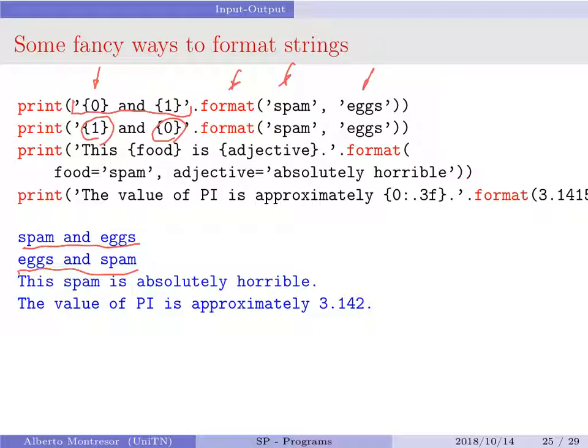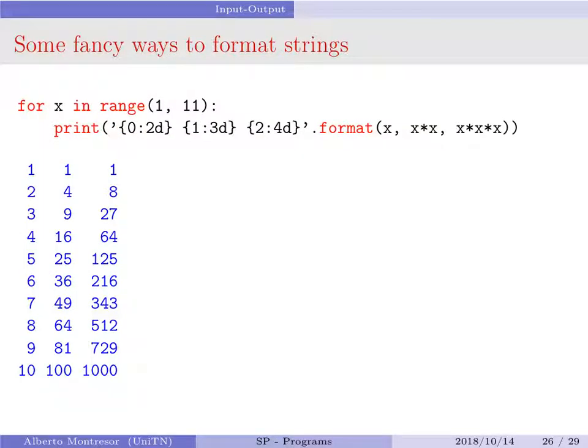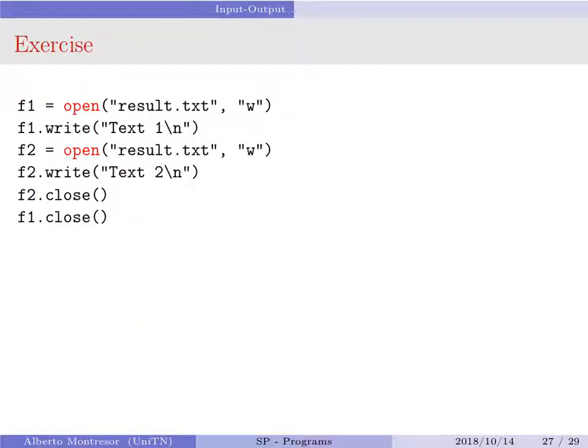And there are a lot of other possibilities, like for example, this {food} is {adjective}, and you see that I put food instead of a 0 and adjective instead of a 1, and then you can write something like food is spam, adjective is absolutely horrible, and then you get this: spam is absolutely horrible. And you can also, but have a look at format, do something like this, which means transform a float number into a float number with at most 3 decimals, and you get something like this. Okay, and that's it.